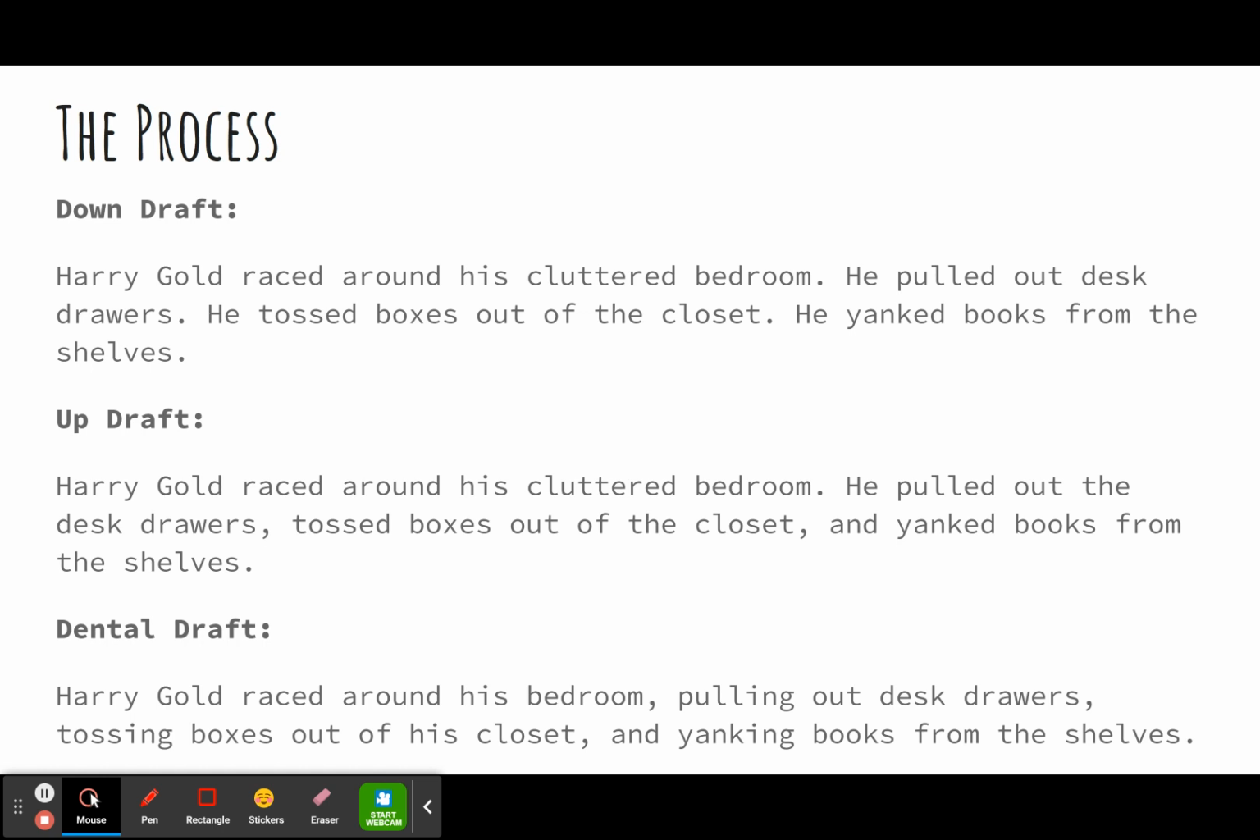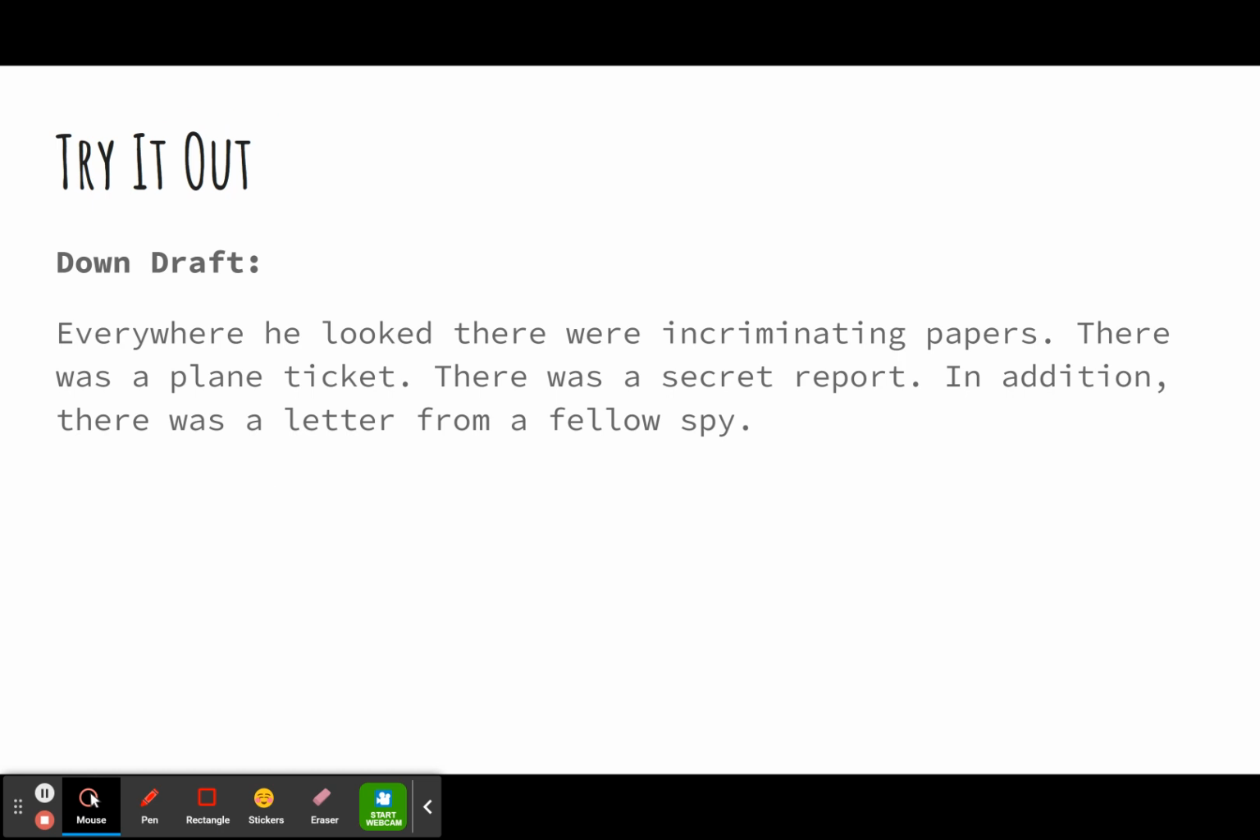Harry Gold raced around his bedroom, pulling out desk drawers, tossing boxes out of his closet, and yanking books from the shelves. You keep that urgency because you put it all together in one sentence and made it into a closer and serial sentence combo instead of just having one simple sentence and one serial sentence. So the effect at the end is really, really good, right? You had the original downdraft, and then it got way better by the time you got to the dental draft, by deleting words that weren't doing much for you and deleting unnecessary repetition. So now we're going to try it out and see one more time the process of really fixing things up on delete day to make your sentences better.